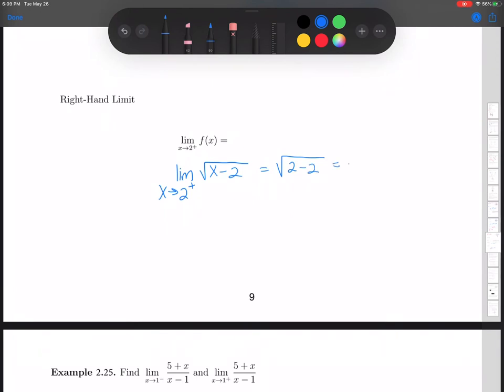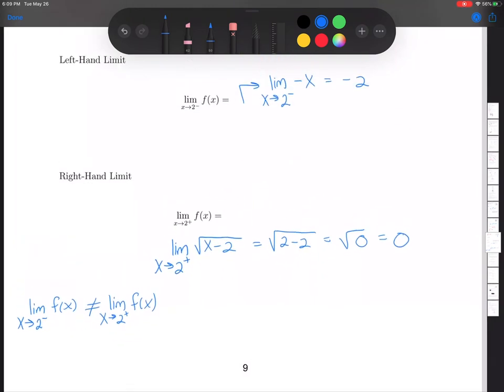If we plug 2 into that, we're going to get the square root of 2 minus 2, which is equal to the square root of 0, which is just 0. Okay, so now we know what the left-hand side is and the right-hand side. So let me go ahead and make a summarization of this. The limit as x approaches 2 from the left of f of x does not equal the limit as x approaches 2 from the right of f of x.